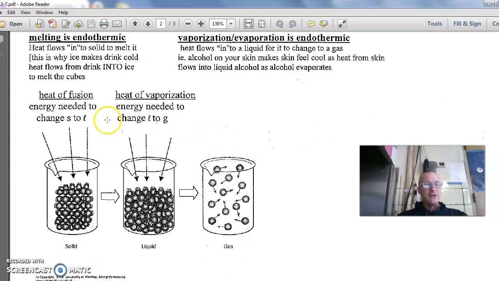The amount of energy you would need to add in to get a solid to change to a liquid state, the total heat you would have to add into it, is called the heat of fusion. Now we have a liquid, and if we want to get that liquid to undergo vaporization, turning into a gas, we would have to add energy into it. The total energy needed to get it to go from a liquid to a gas is called heat of vaporization.